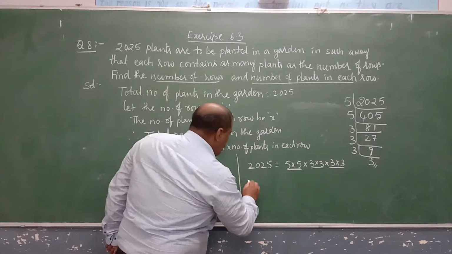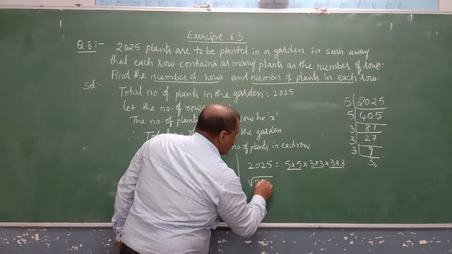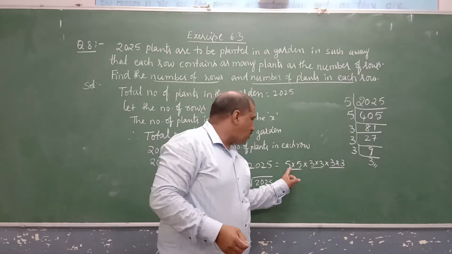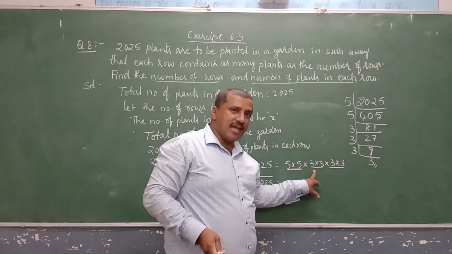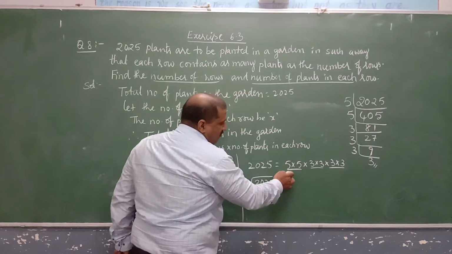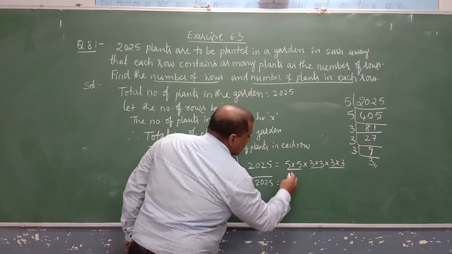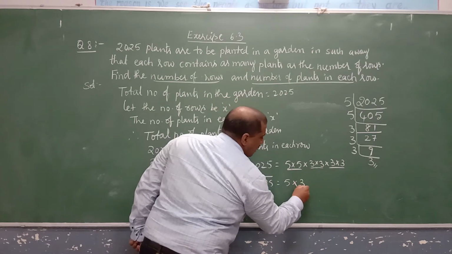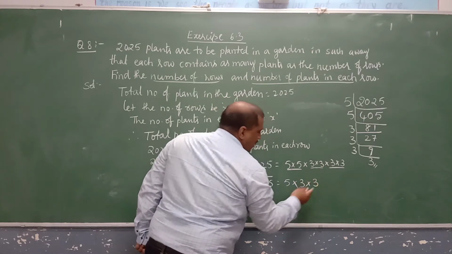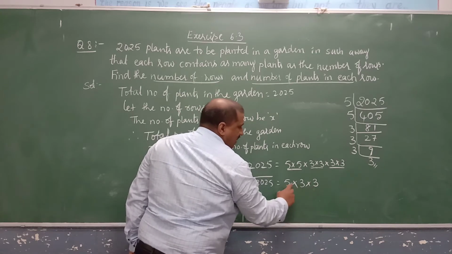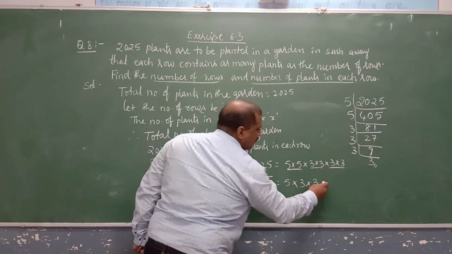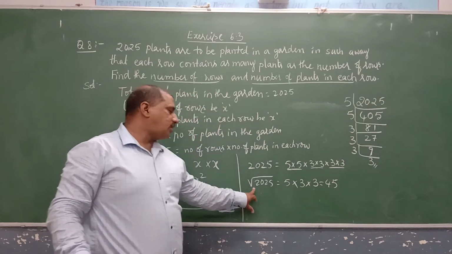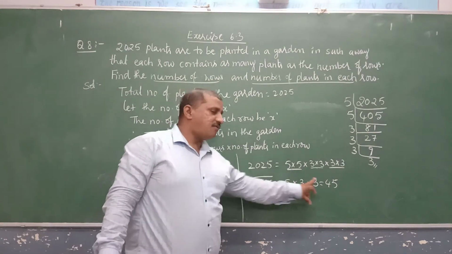Now the square root of 2025 is equal to the product of one prime factor from each pair. Write one prime factor from each pair, that is 5 from 5 into 5, 3 from one pair, and 3 from the other. The product of these 3 factors, 5 into 3 is 15, 15 into 3 is 45. Therefore the square root of 2025 is equal to 45.